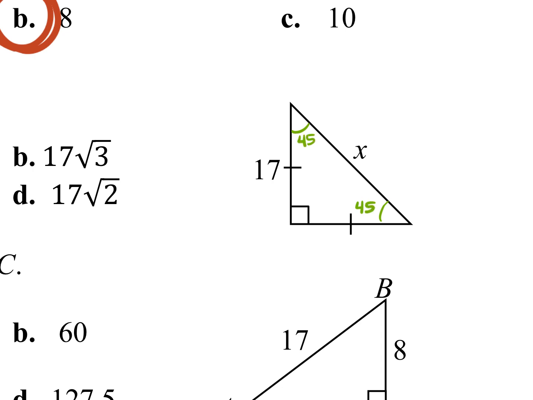45, 45, 90. Okay, so in a 45, 45, 90, what do you do? It's 17 rad 2. It's not the one that doubles it. That's the 30, 60, 90. You double the side. This one, you have L, and L rad 2, right? So if L is 17, then this is 17 times the square root of 2.